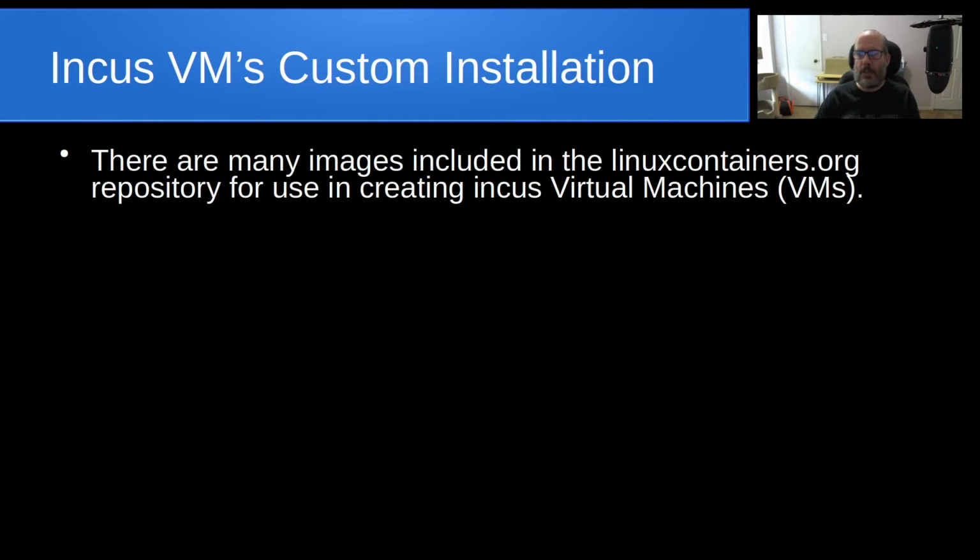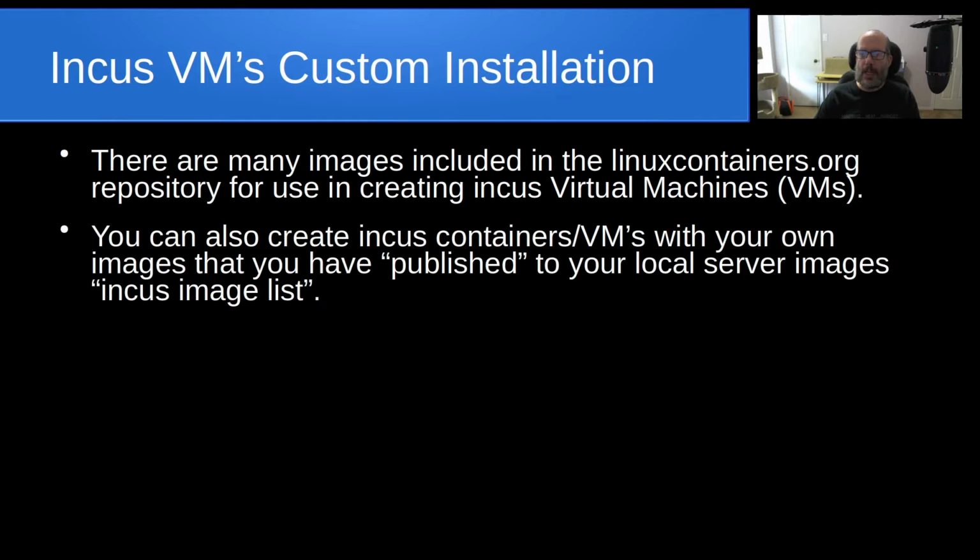So there are many images included in linuxcontainers.org, and they can be used to create Incus virtual machines. And you can also create Incus containers and virtual machines with your own images that you have published to your local server images, and you can list them with incus image list. And I believe in previous videos I talked about the fact that you can use the incus publish command to publish an image of an existing virtual machine or existing Incus container.